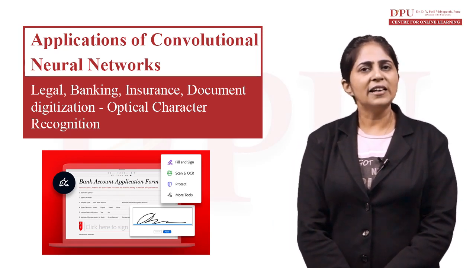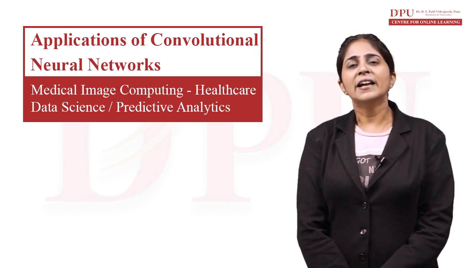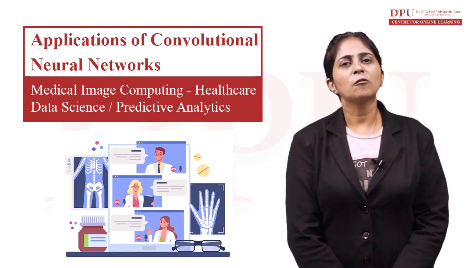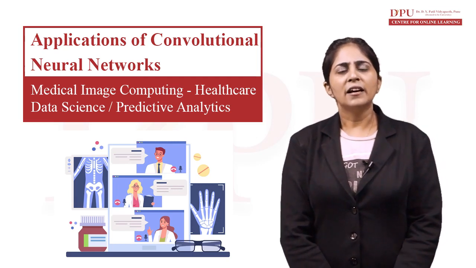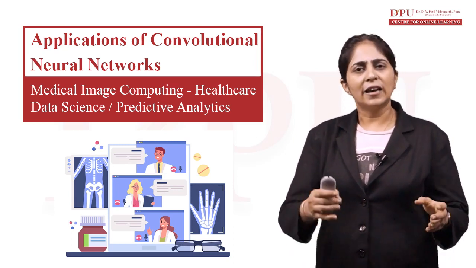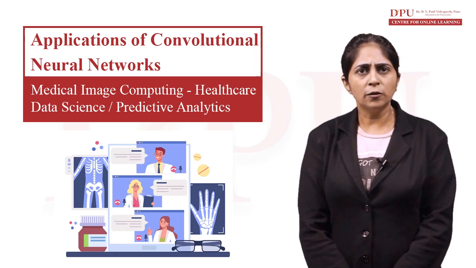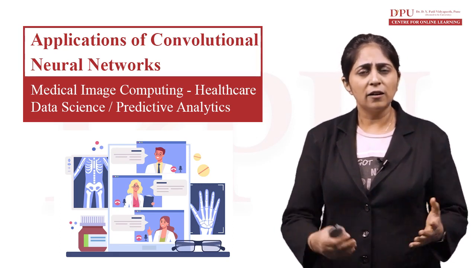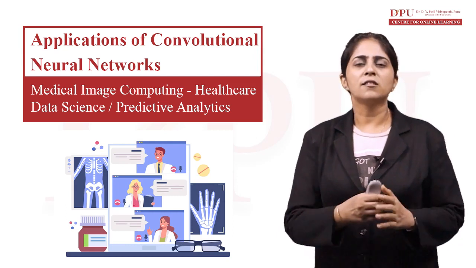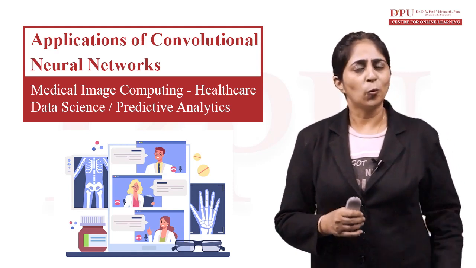Then another important area where we can apply our convolutional neural network is medical image computing, healthcare, data science, and even predictive analysis. CNN medical image classification detects anomalies on X-ray or MRI images with higher precision than the human eye. If there are some anomalies on the X-ray or even the MRI images, it can detect them with very high precision, which our human eye cannot.